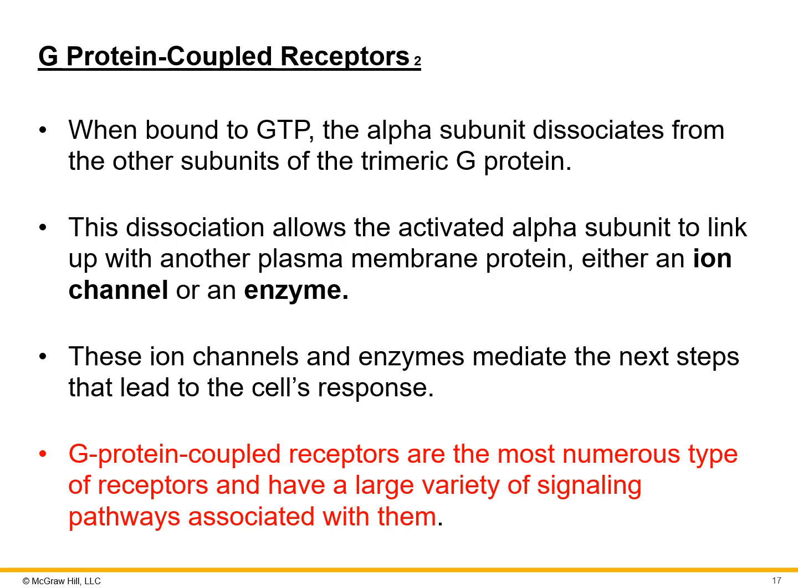The dissociation allows the alpha subunit to link up with another plasma membrane protein. So it could be the ion channels that we talked about or an enzyme. So these ion channels and enzymes mediate the next step that leads to the cell's response. They are the most numerous type of receptors and have a large variety of pathways associated with them.